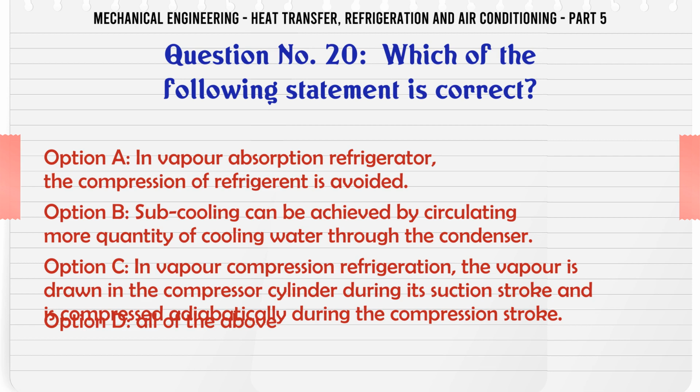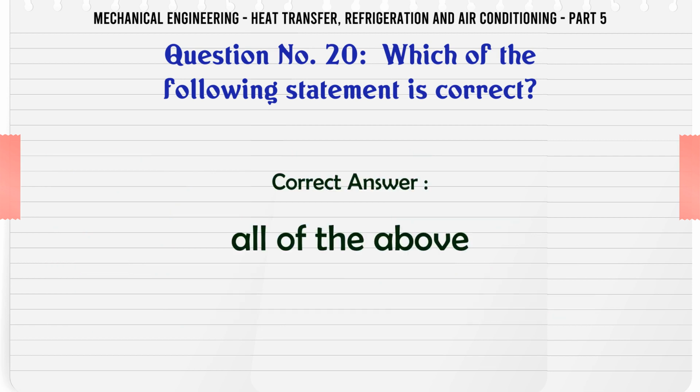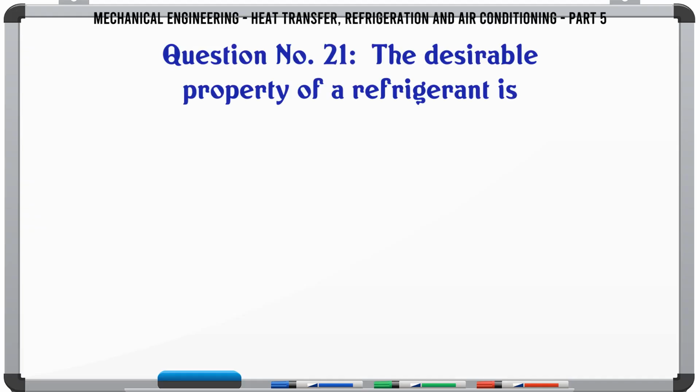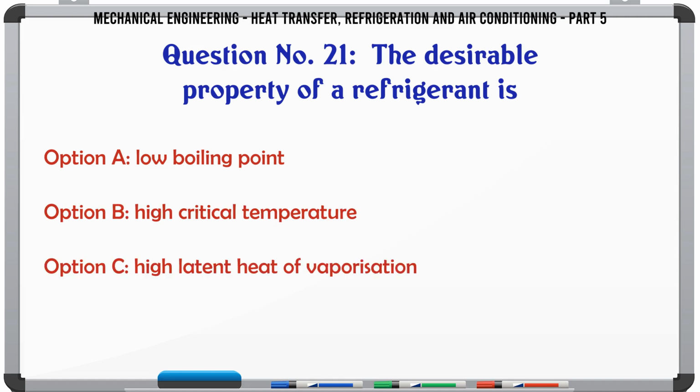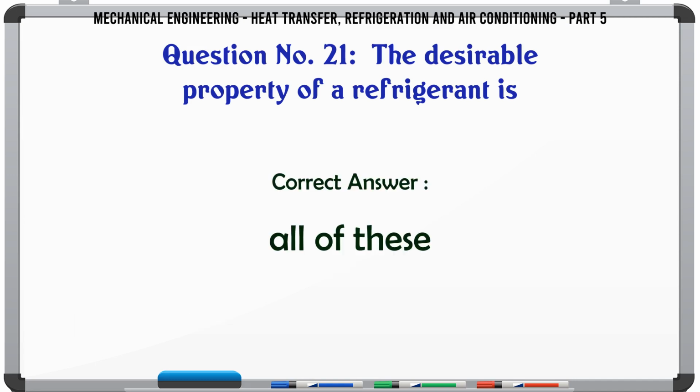D. All of the above. The correct answer is all of the above. The desirable property of a refrigerant is A. Low boiling point, B. High critical temperature, C. High latent heat of vaporization, D. All of these. The correct answer is all of these.